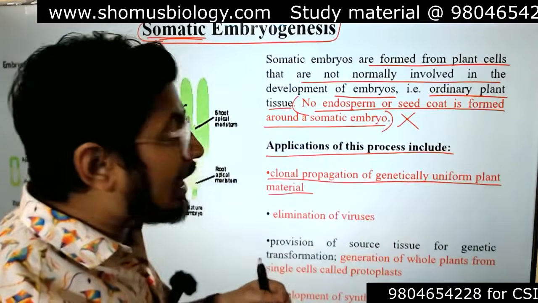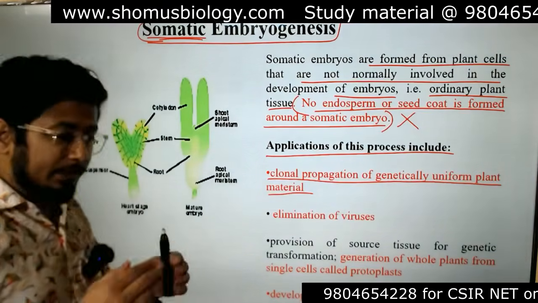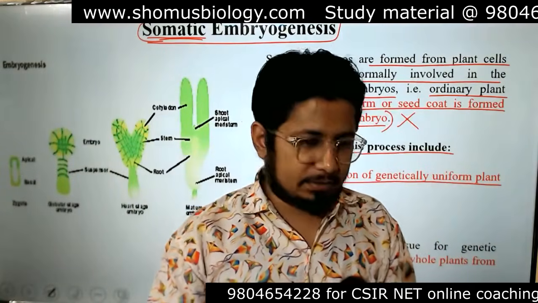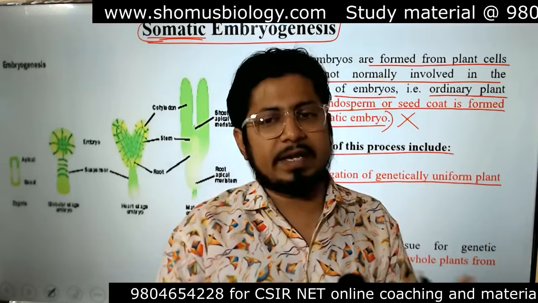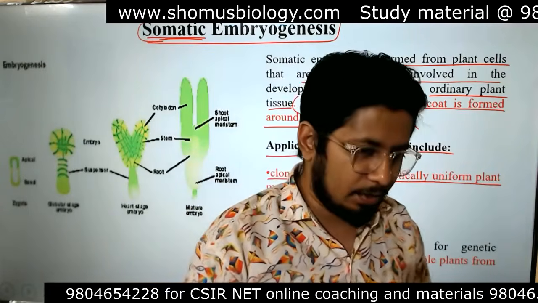So somaclonal variation can be achieved. Somaclonal variation means that when we take a single cell and allow it to grow into an organism or plant, there is a chance that some information in the plant will alter or change. That is somaclonal variation. Somaclonal variation can occur, but in most cases the plant retains the maternal structure or origin.